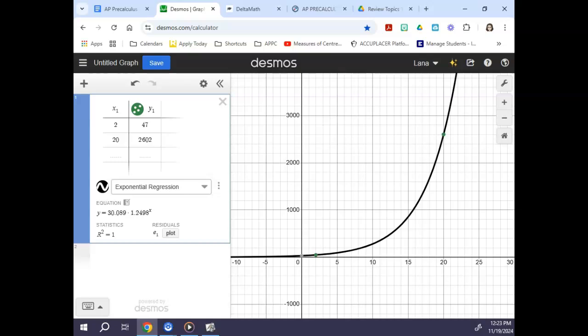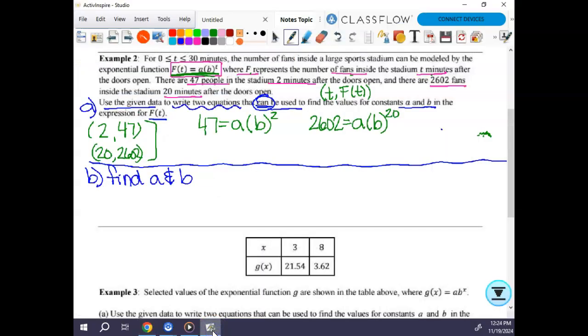Now, did this ask me for an equation? It did not. My instructions, which would probably be written a little bit better on the real thing, basically just tell you find A and B. So that's what I'm going to write down: A equals 30.089, and B is 1.2498. So make sure that you are answering the question that's being asked. Don't write an equation here when you weren't asked for an equation. This is 2 out of 6 points on an FRQ. That is huge, all right?